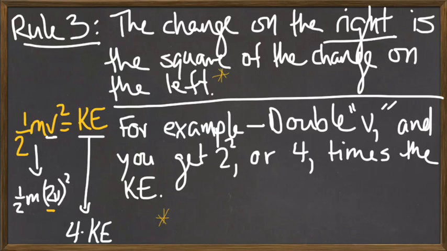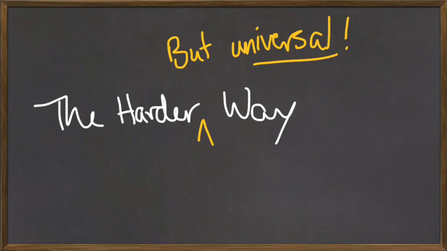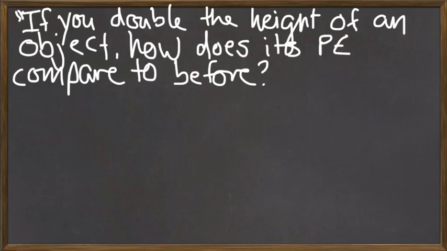Finally, the caveat again, mass can't change. That's why these rules are limited. Now here's the hard way. The nice thing about the hard way is that it's universal.